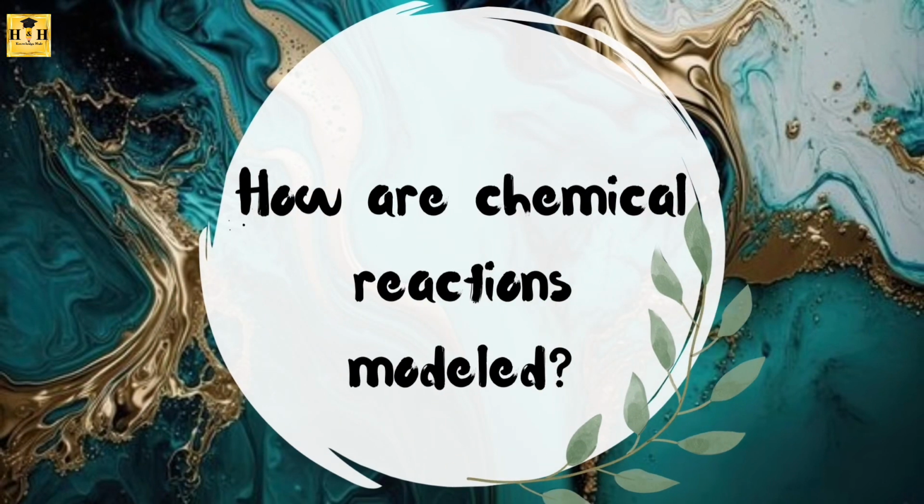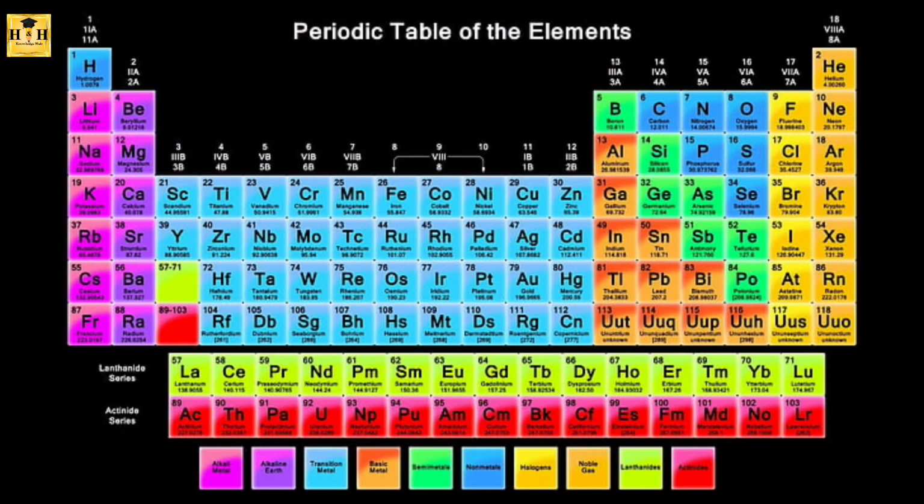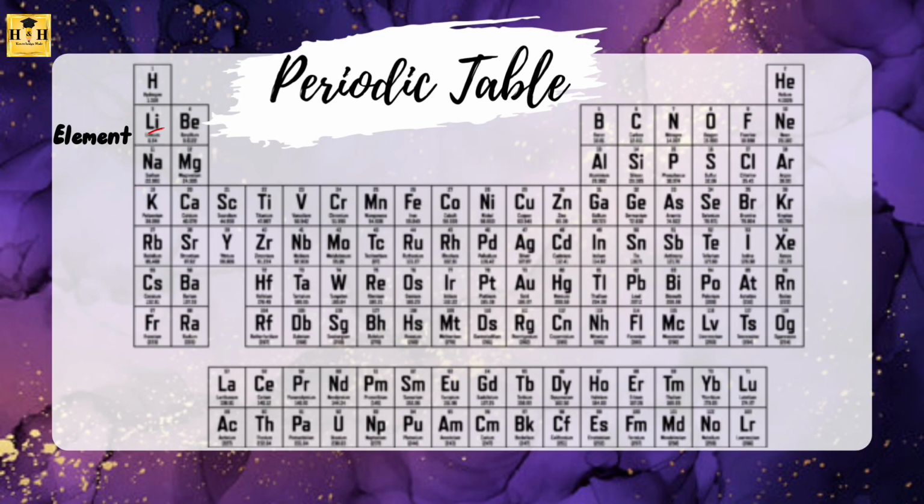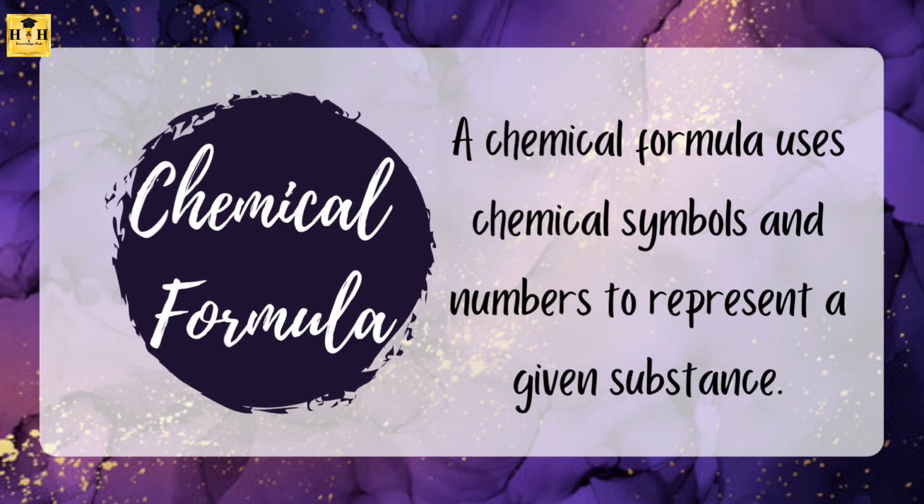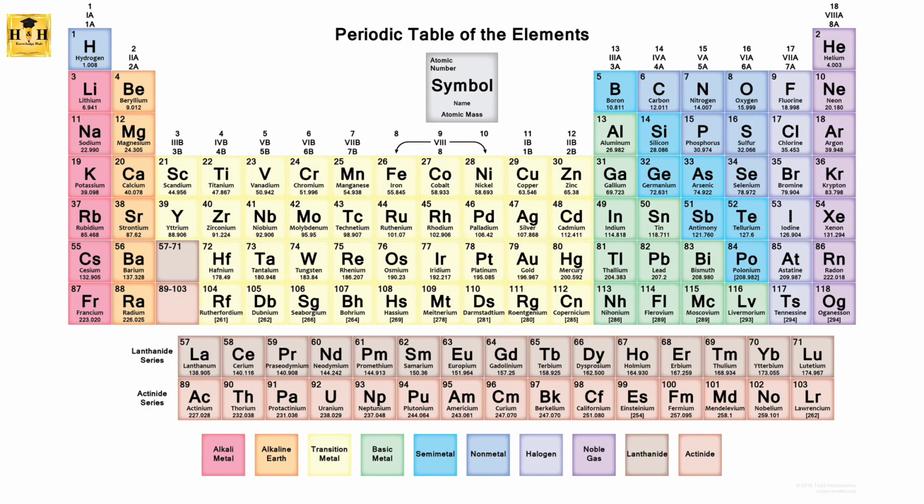How are chemical reactions modeled? You can describe the substances before and after a reaction by their properties. You could use symbols to identify the substances. Each element has its own chemical symbol. A chemical formula uses chemical symbols and numbers to represent a given substance. The chemical symbols in a chemical formula tell you what elements make up the substance.